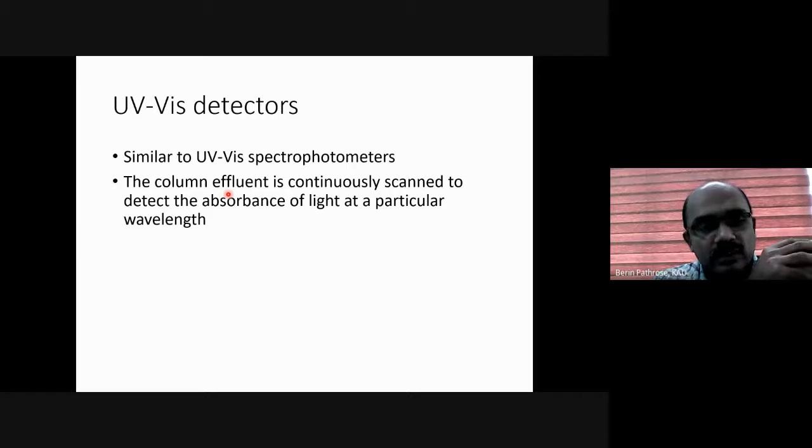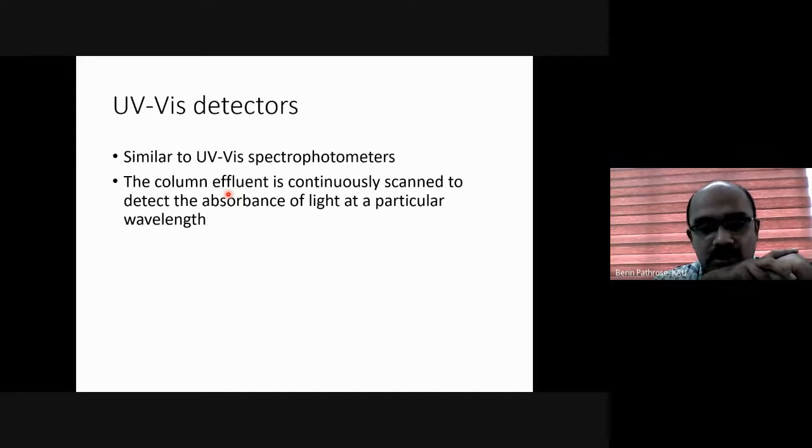Have you ever worked with a UV visible spectrophotometer? I think no. Yesterday I asked, nobody worked it.